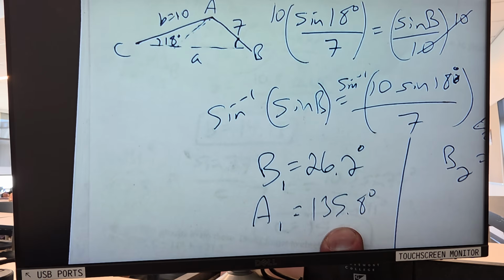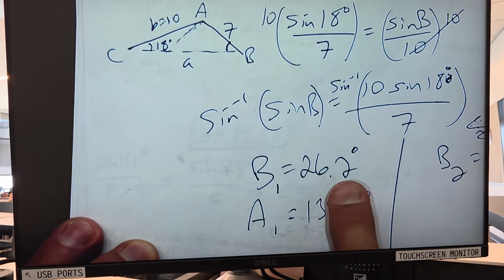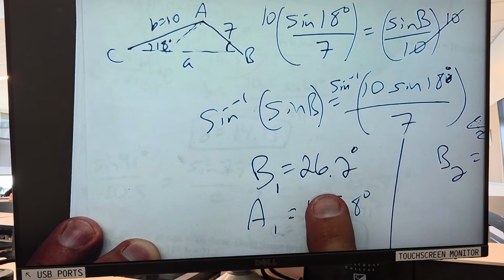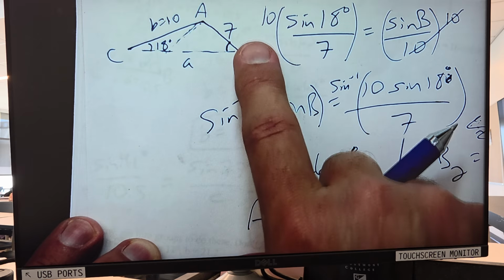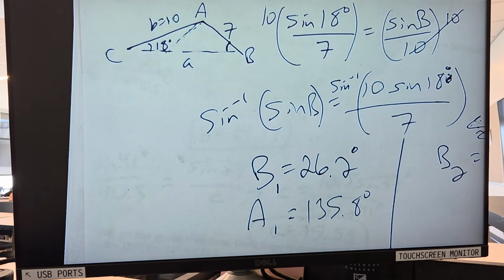Does everybody understand how we got that? So, in the first triangle, B would be 26.2. C is 18. All three angles together have to add to 180. So if I just do 180 minus what the other two angles are, I see what the third angle is. So don't make more out of that. That part by itself is simple, thank God.